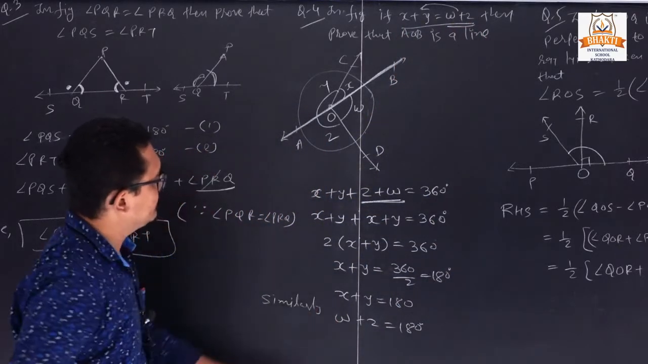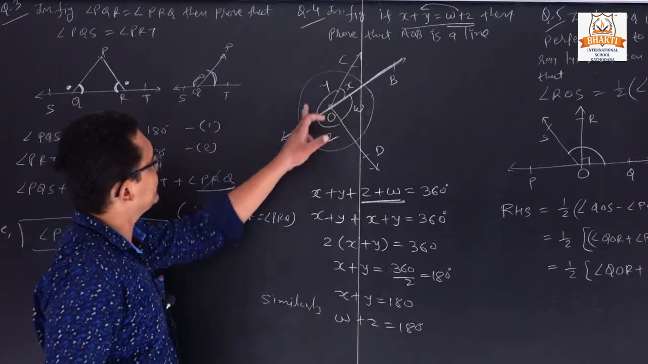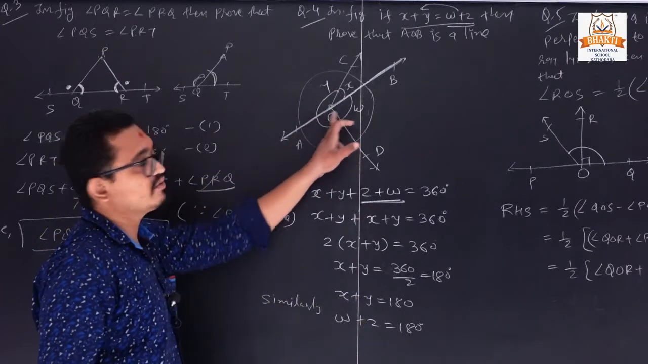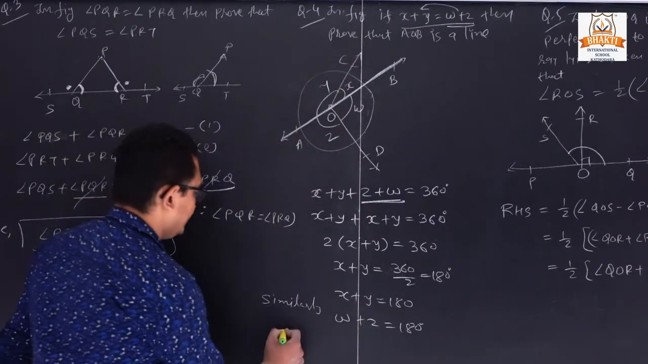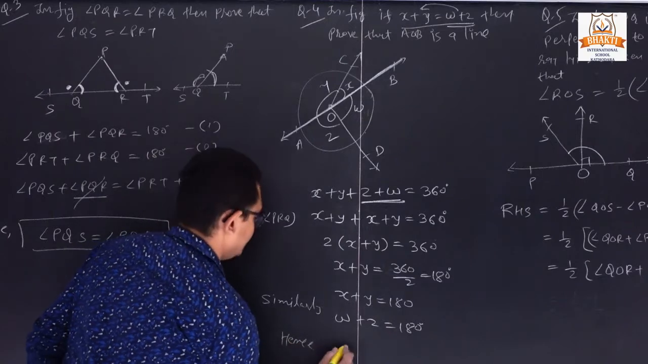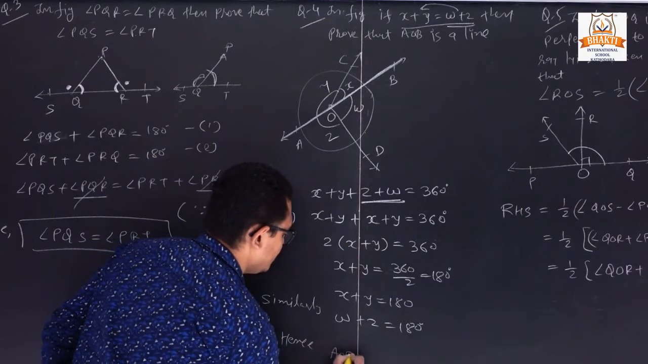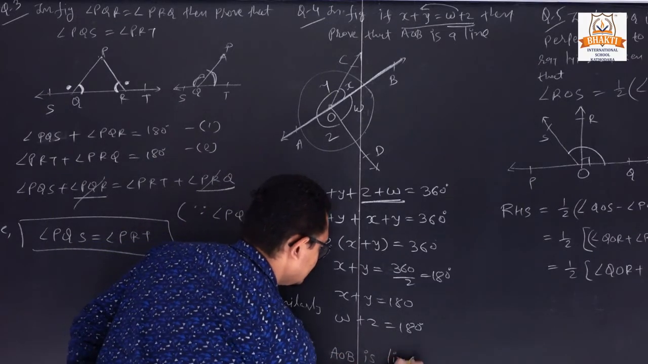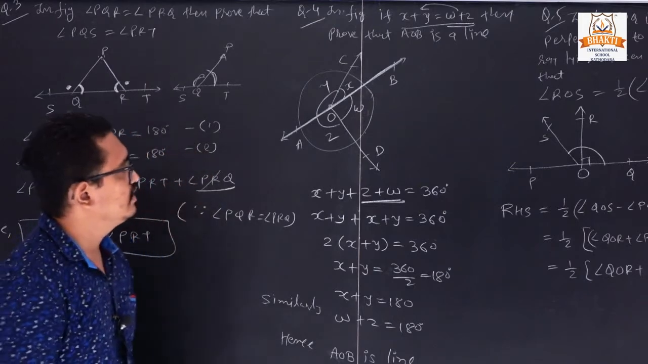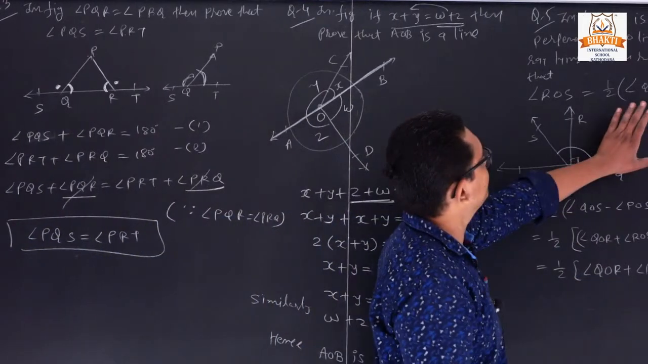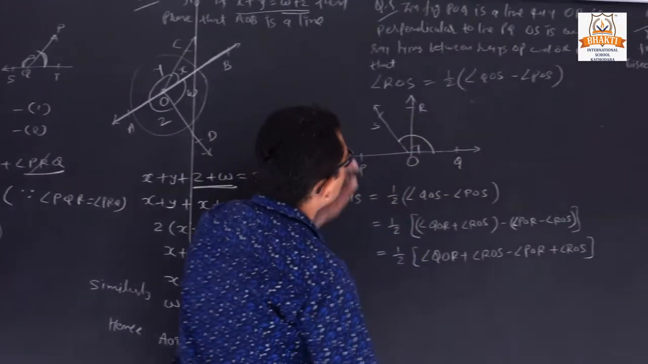So it means x plus y is equal to 180 and w plus z is also equal to 180. Hence AOB is a line. Now next, question number 5.